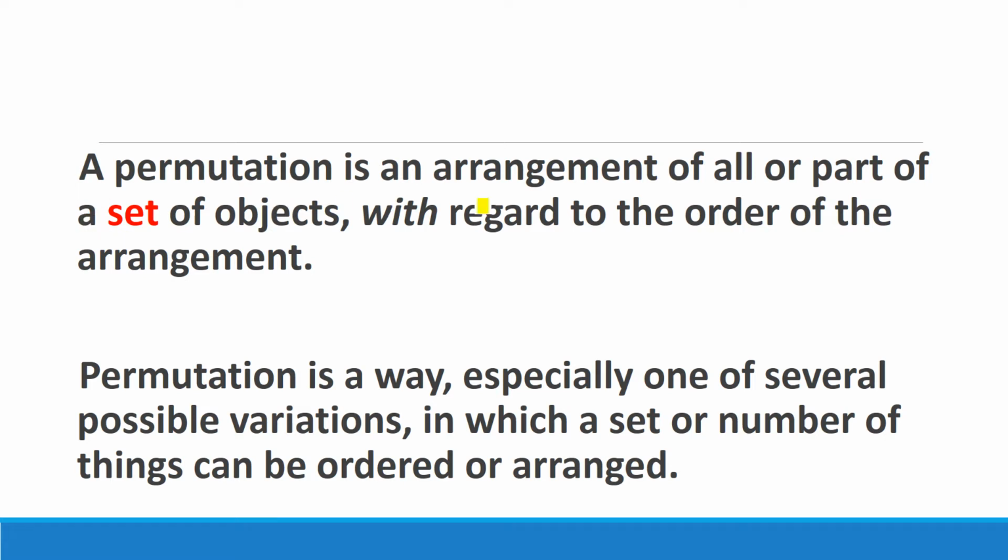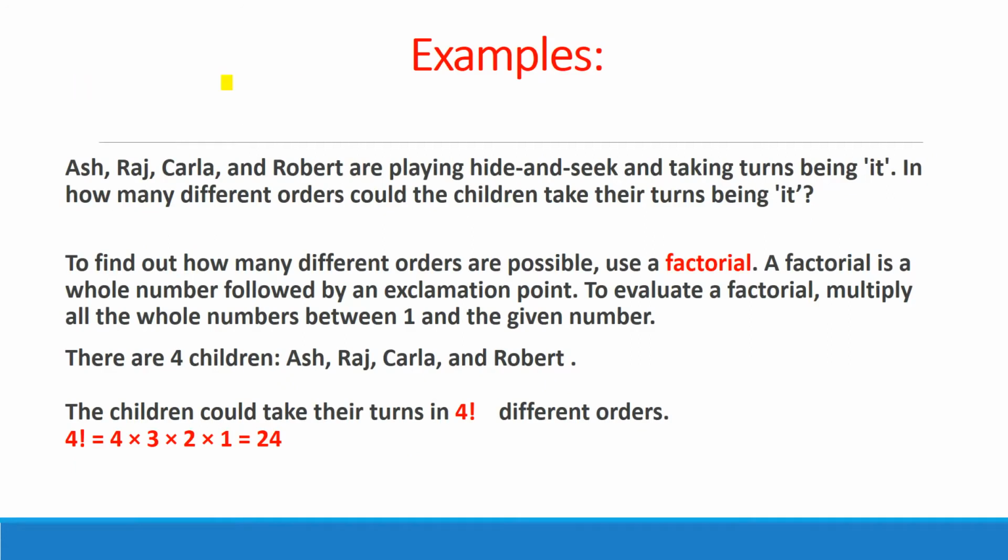A permutation is an arrangement of all or part of a set of objects with regard to the order of the arrangement. Or you can define permutation in another way. Permutation is a way, especially one of the several possible variations in which a set or number of things can be ordered or arranged. Now I will give you a few examples to understand the concepts of permutations.